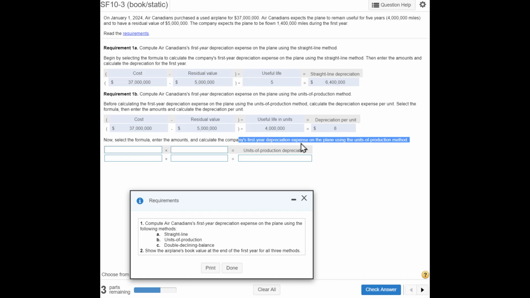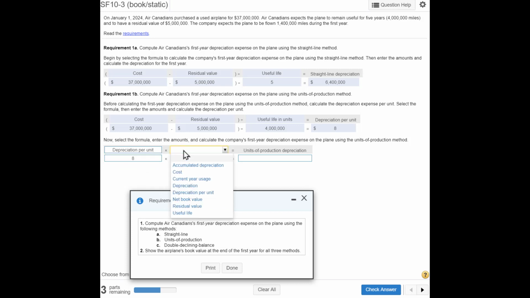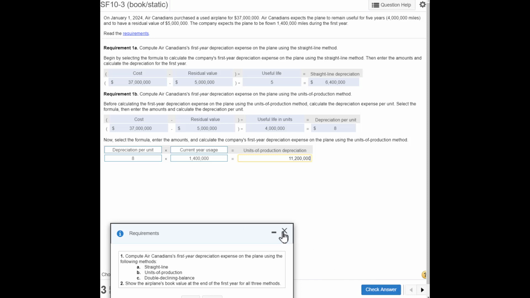To calculate the first year depreciation, we need to take the depreciation per unit, which is $8, times the current year usage. How much did we use this plane in the first year? We expect to fly 1,400,000 miles. So we take 8 times 1,400,000 and we get 11 million, 200,000. So $11,200,000 of depreciation in the first year. Actually, we don't need this anymore.